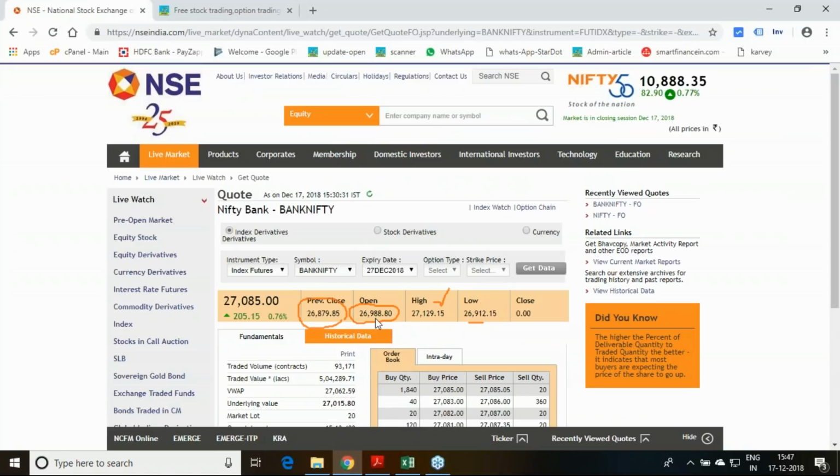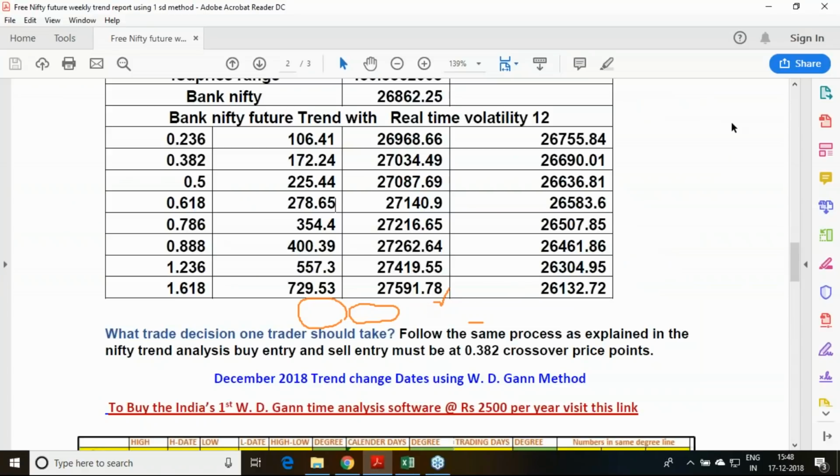So here the opening was 26,988 and it is closing at 27,085, made a high of 27,129. If I compare this high with the first target itself, some 10 to 11 points you missed, and 27,085 was the closing, which is almost a 2-point deviation from your 0.5 calculation level.